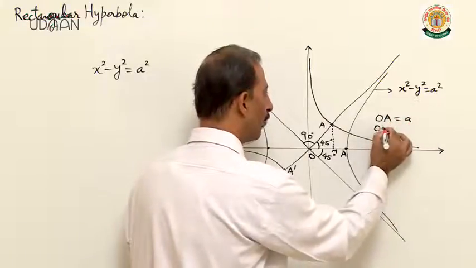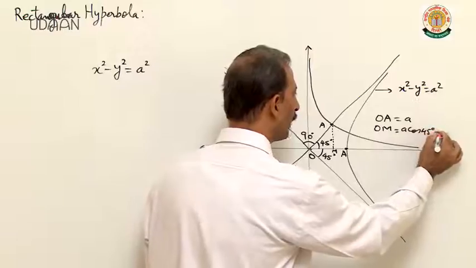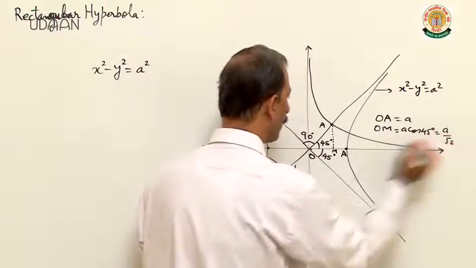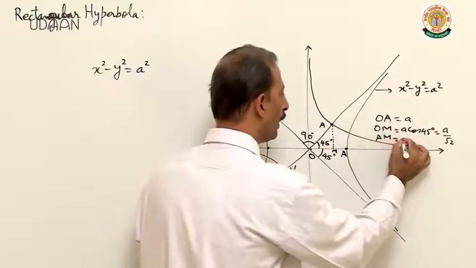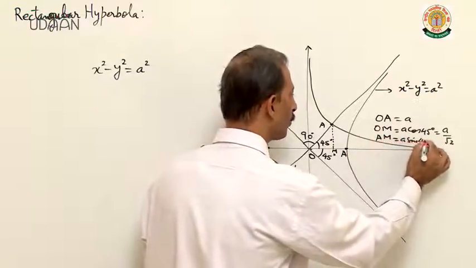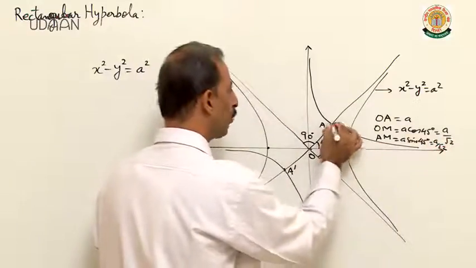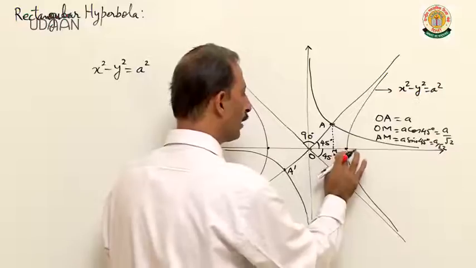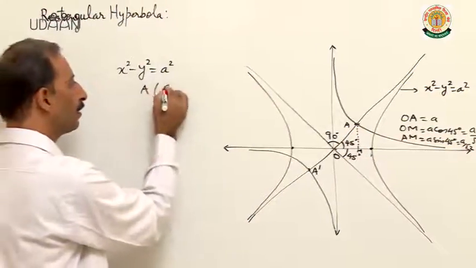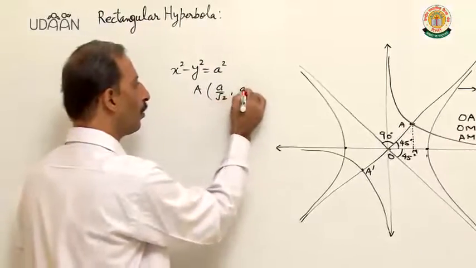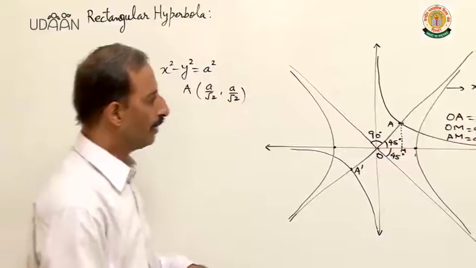So OM length you will get A times cos 45 degree, that is A upon root 2, and AM length is A sin 45 degree, so its length becomes A upon root 2. So the coordinates of this point A, now I am not taking this one as A, are A upon root 2 comma A upon root 2. Children, you can see here.